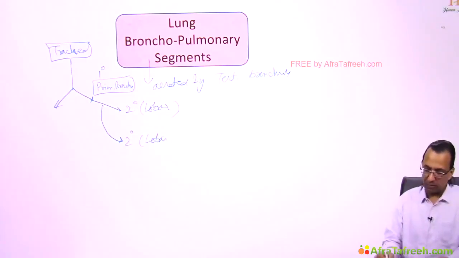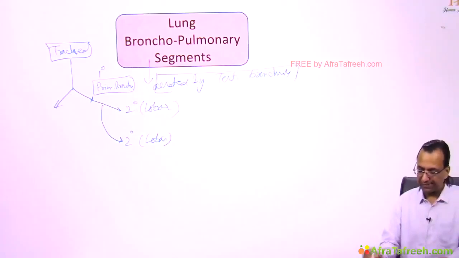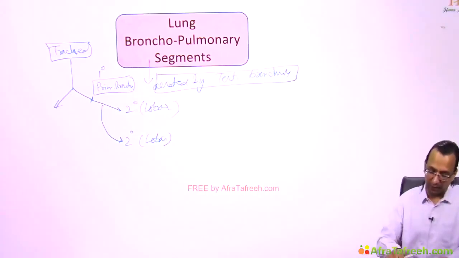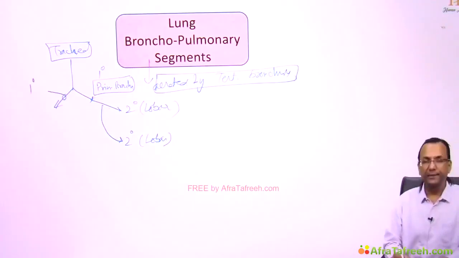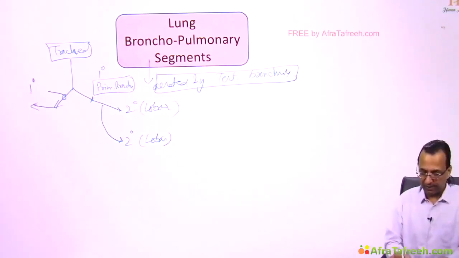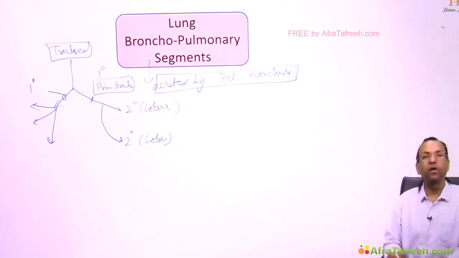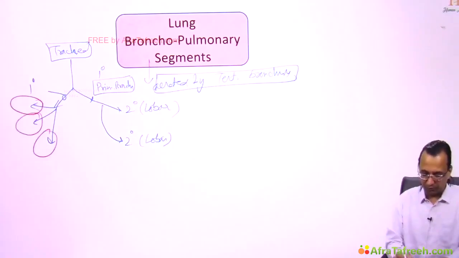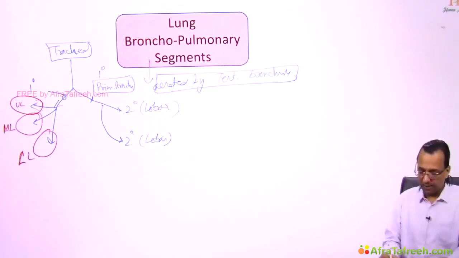So the trachea is bifurcating into the principal bronchus, which is 1st degree bronchus, and then it is dividing into 2nd degree bronchus, which are lobar bronchus. What are they doing? You see, this is upper lobe, middle lobe, and lower lobe for the right lung. And what about the left lung? Left lung has only 2 lobes. There is upper lobe and the lower lobe.